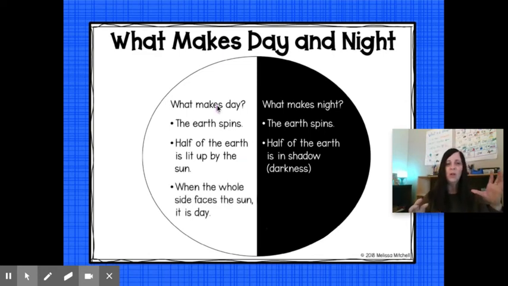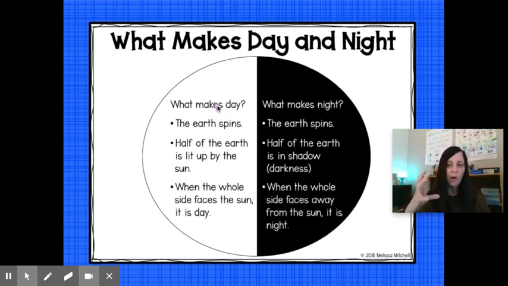When the whole side of the earth faces the sun, it is day. When the whole side of the earth faces away from the sun, it is night. So on this side, that's what makes day, and on the dark side, that's what makes night.